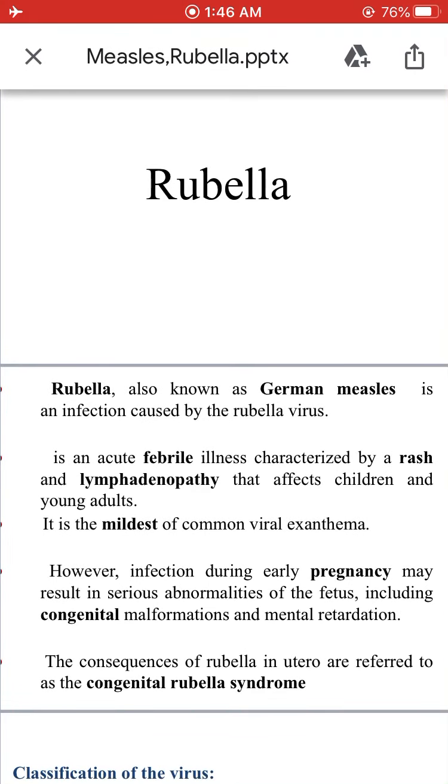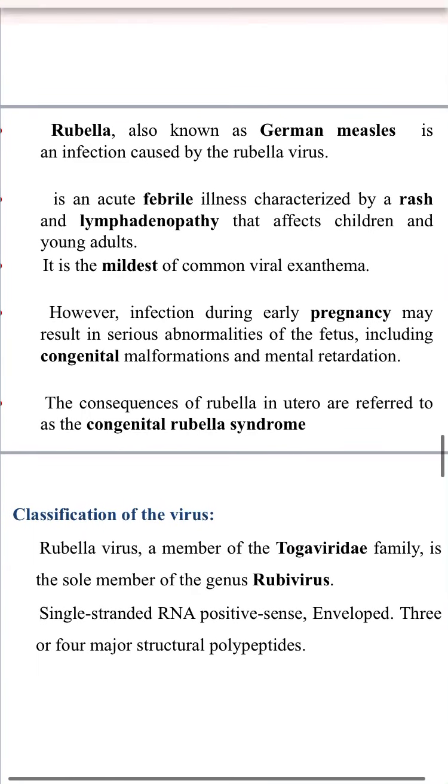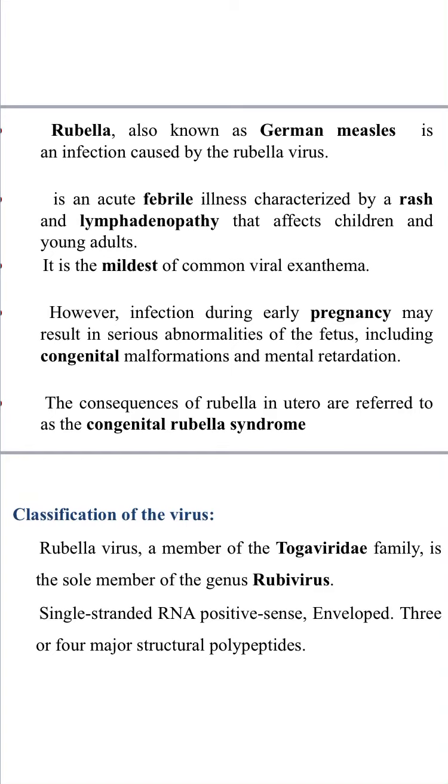Now we will talk about the second virus in this lecture, which is rubella. Rubella, also known as German measles, is an infection caused by the rubella virus. It is an acute febrile illness characterized by a rash and lymphadenopathy that affects children and young adults. However, infection during early pregnancy may result in serious abnormalities of the fetus, including congenital malformation and mental retardation. The consequences of rubella in utero are referred to as congenital rubella syndrome.